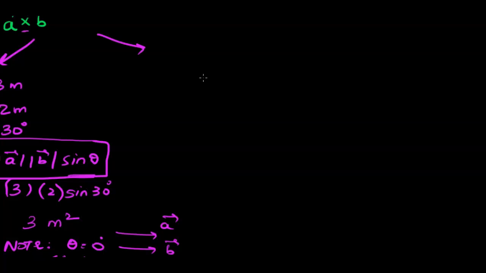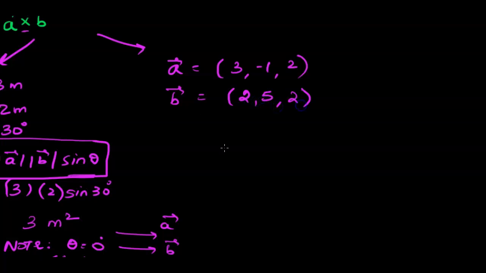So in order to find out the cross product when we are given the second way, where the vectors are given to us in component form, let's say vector A is given to us as 3, negative 1, 2. Vector B is given to us as 2, 5 and 2. Now to do cross multiplication of vectors, there is a different way of doing it. Every vector is going to have an x value, y value and z value. If any value is missing, there'll be a 0 there.